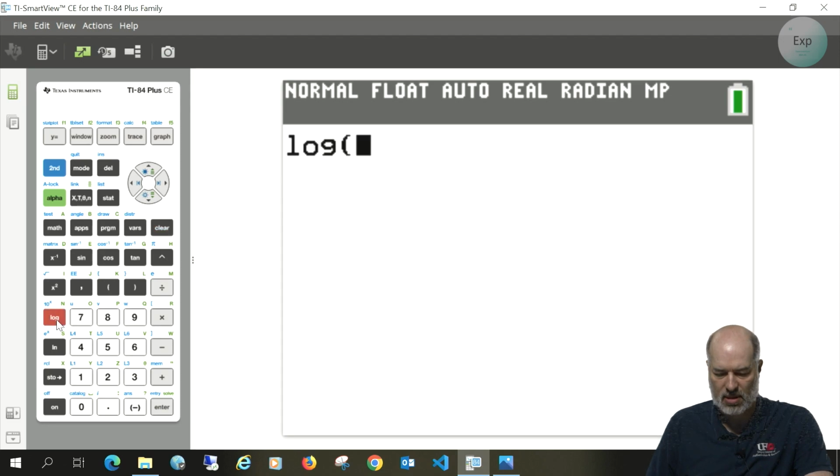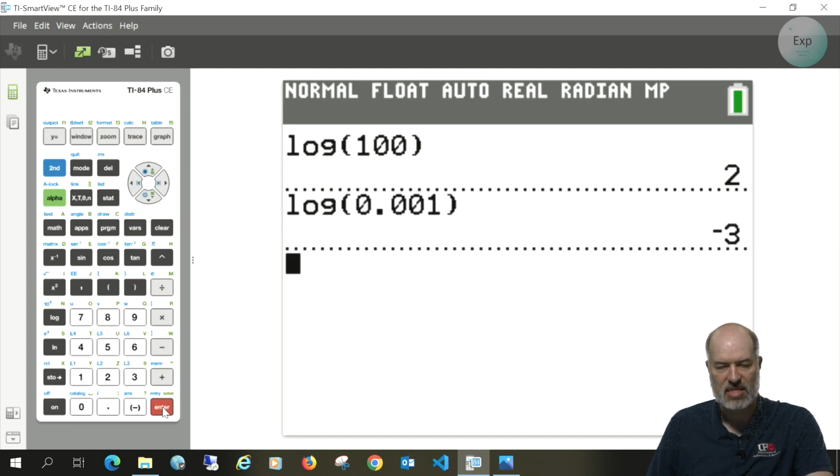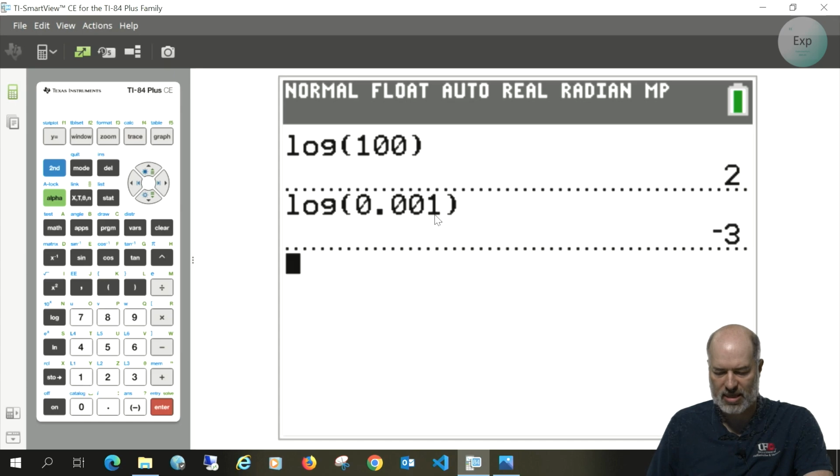If I type log and then any number I wish, say 100, I can evaluate log base 10 of 100, and that is equal to 2, because 10 squared is equal to 100. If I take log of 0.001, for example, that's log of 1,000th, the answer is -3, and that is because the base 10 raised to the -3 power is going to give me 1,000th.